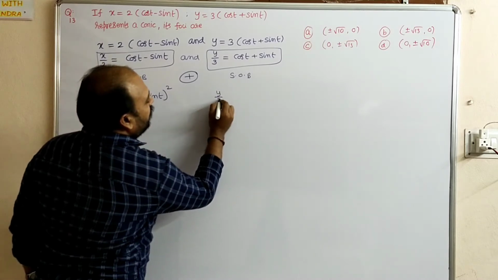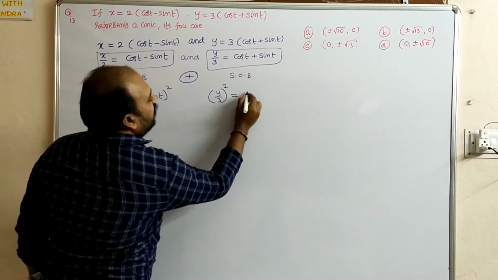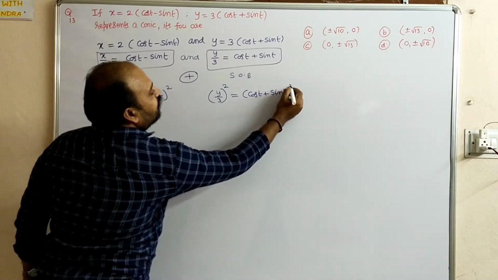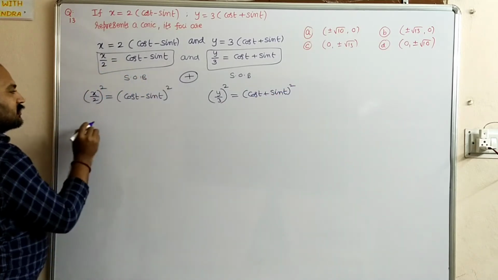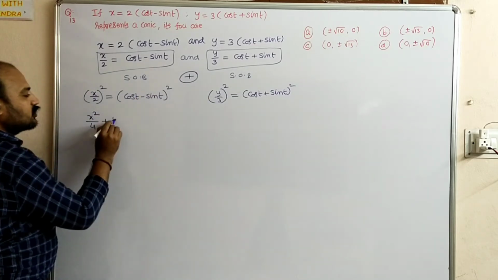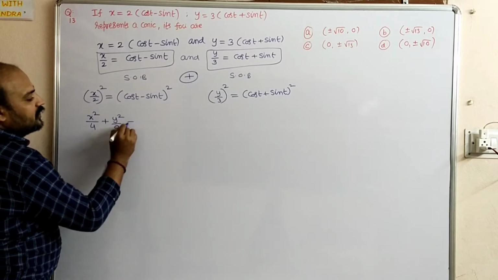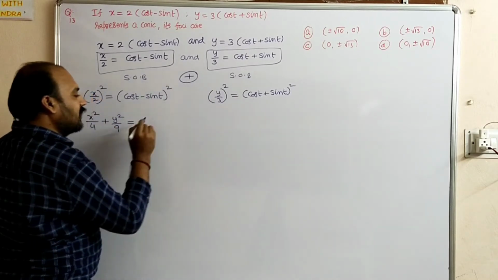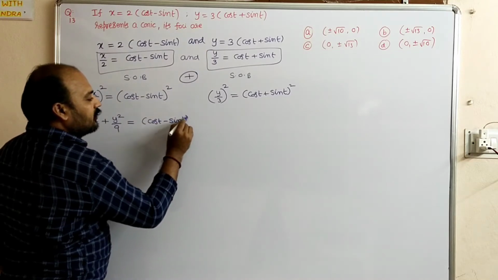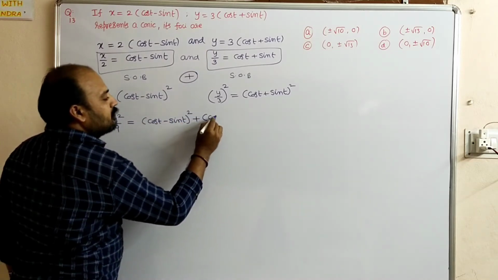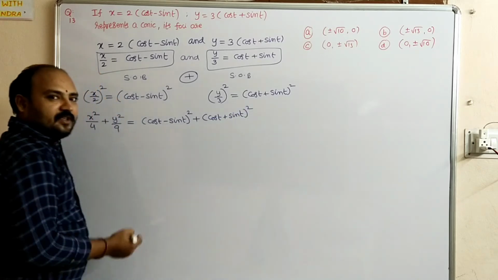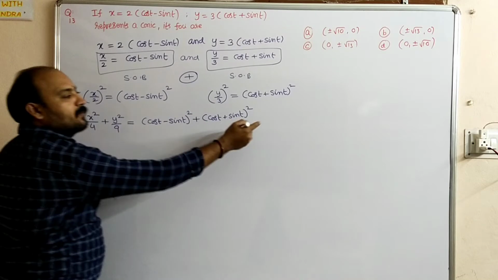Here, (y by 3) whole square equals (cos t plus sin t) whole square. So we are adding both the equations. We can write it as x square by 4 plus y square by 9 is equal to, adding the RHS values, (cos t minus sin t) whole square plus (cos t plus sin t) whole square, which is in the form of (a minus b) whole square plus (a plus b) whole square.